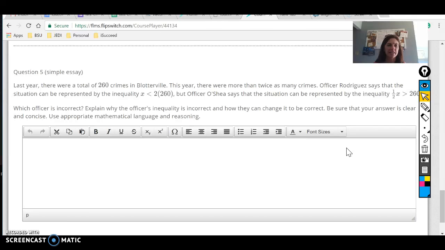So really, I think the indication here is that it says there were more than twice as many crimes. The way that Officer Rodriguez has written this is that there are less. He's written that there are less. This is a less than sign, less than 2 times 260. Officer O'Shea wrote that 1/2 times x is greater than 260. I can rearrange that equation. 1/2 x is greater than 260. I can multiply both sides by 2/1.